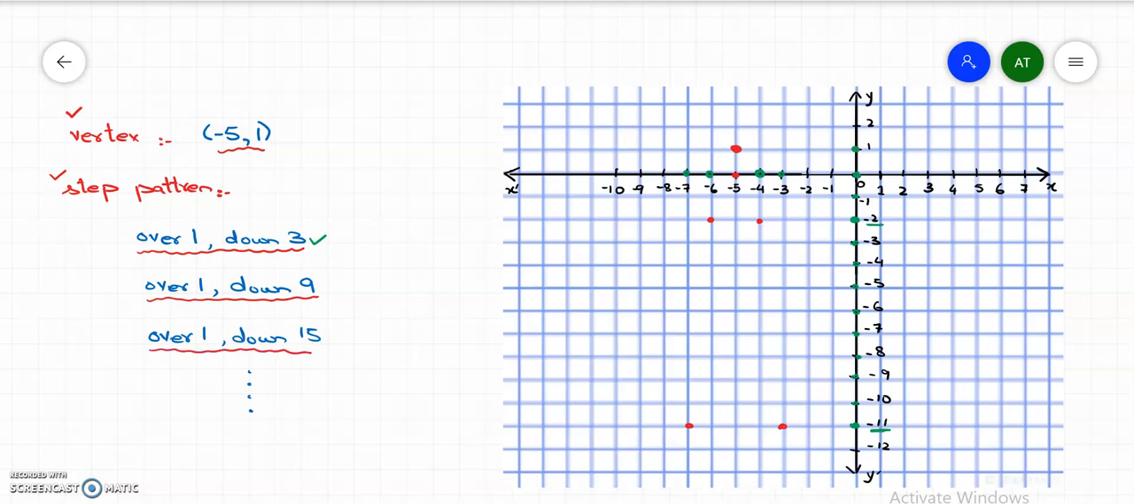Now I would like to connect all the points to get the curve of this vertex form. After connecting all the points, I have got the parabola and its opening is downward. So that is the graph of the vertex form by using the step method.